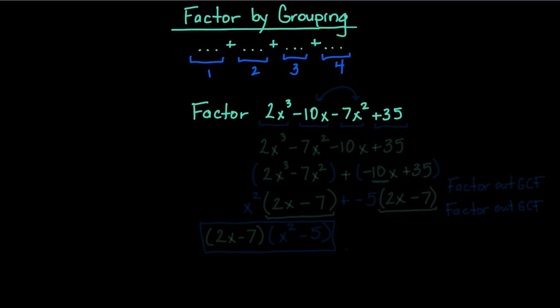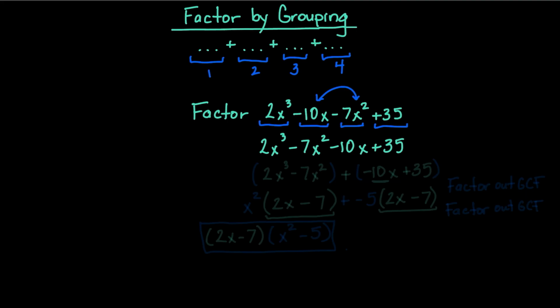Now we're asked to factor 2x to the third minus 10x minus 7x squared plus 35. So I do see that I have a 4-term expression, but I see that these two terms are not in order. You always want to make sure your terms are in descending order before you try to factor by grouping. By descending order, the exponent on our first term is 3, then it goes down to 2, then it goes down to 1, and then it goes down to 0.